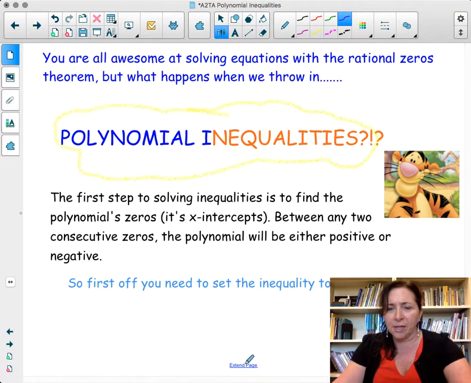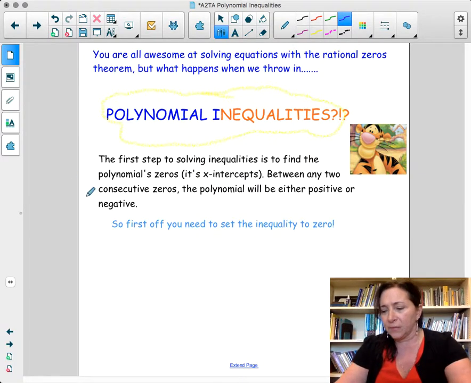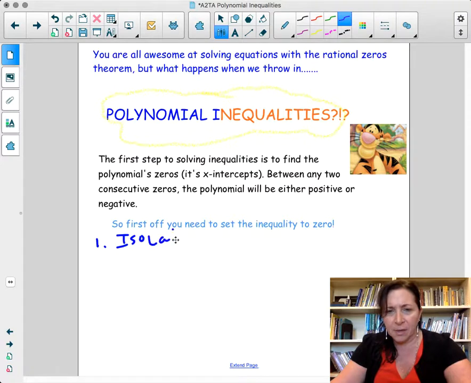So polynomial inequalities, this is just sort of like the rules to solving them. For the rules to solving the inequalities, basically the first thing you should do is isolate the variables and/or isolate the inequality, set it equal to 0. Set equal to 0, okay?